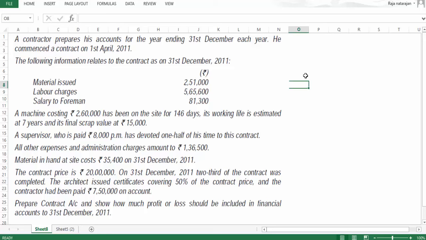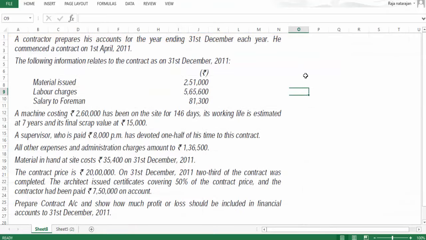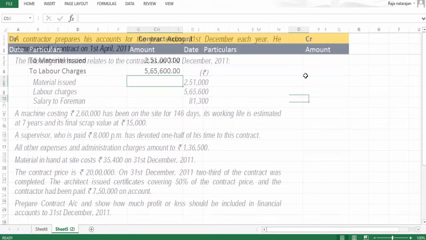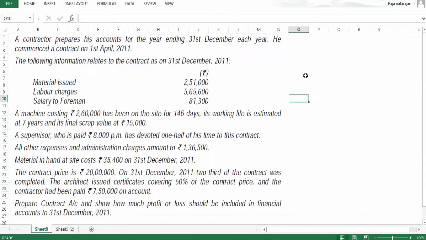Then we have labor charges 5,65,600. So we'll say to labor charges 5,65,600. Then we have salary to foreman 81,300. To foreman salary, it is 81,300. Then we have some information about machine.